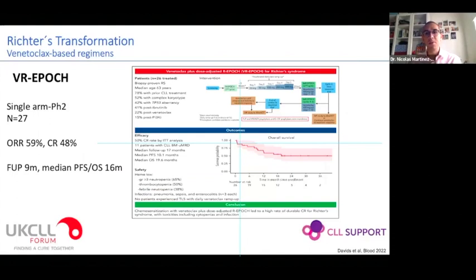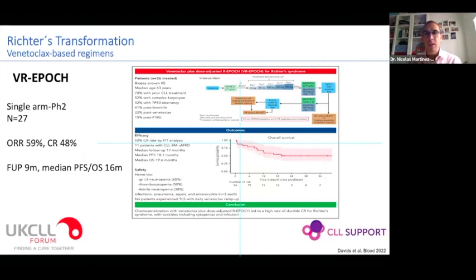This is another interesting study that was published in 2022 with good efficacy data with the combination of venetoclax with EPOCH for Richter's. As you can see, follow-up is 9 months and the median PFS and OS has been 16 months. But in the long term, it looks like there's a plateau on the survival curve that you see on the right of about 50%, which is not bad.